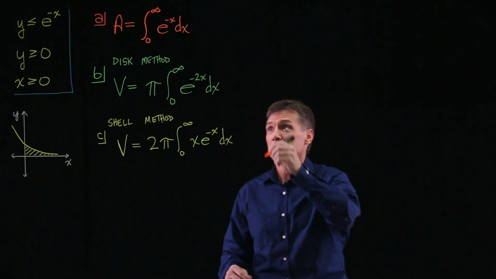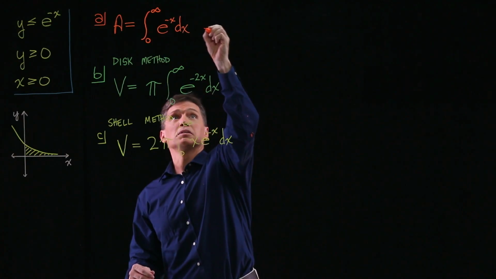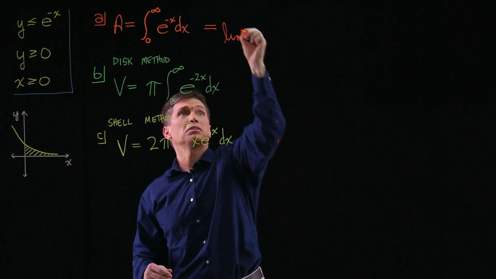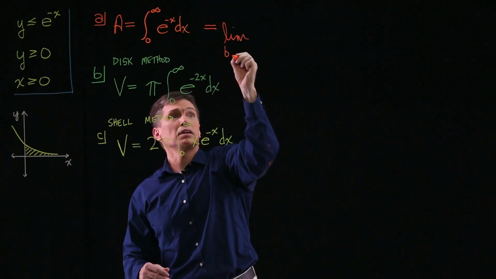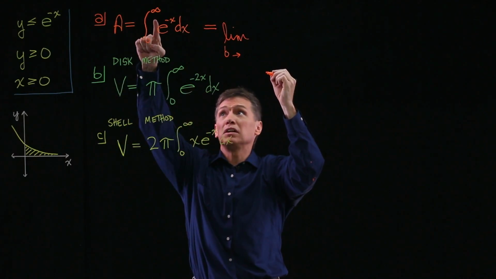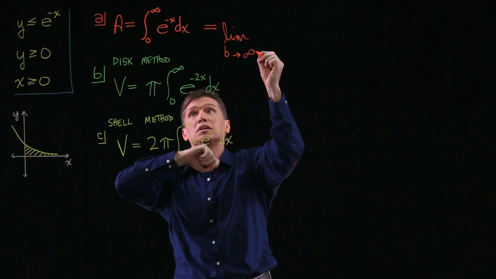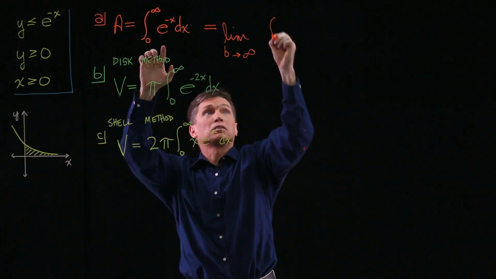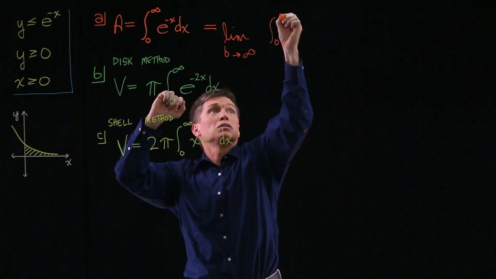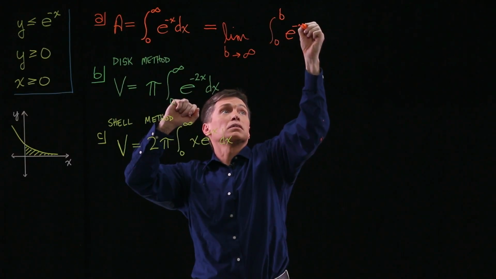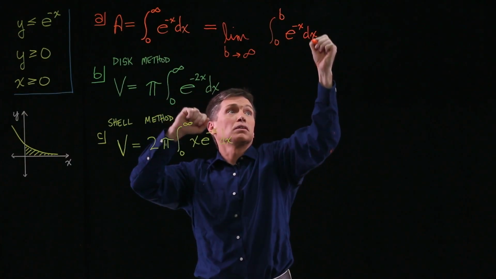Okay, so each of these is an improper integral, new stuff that we've been learning. Let's just make sure that we can evaluate each of these. In this case, it's the infinity, of course, that's the issue, so we'll do our limit as b goes to infinity of this integral 0 to b of e to the minus x dx.